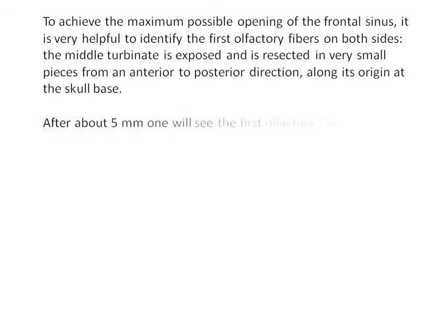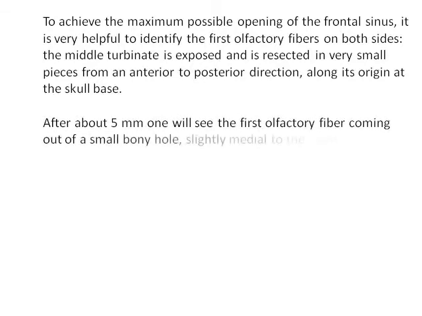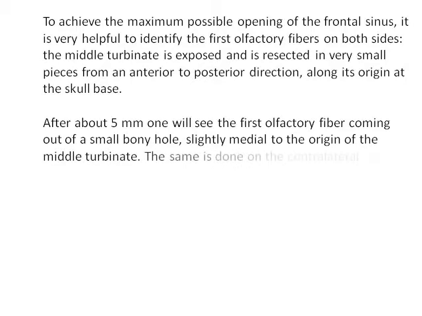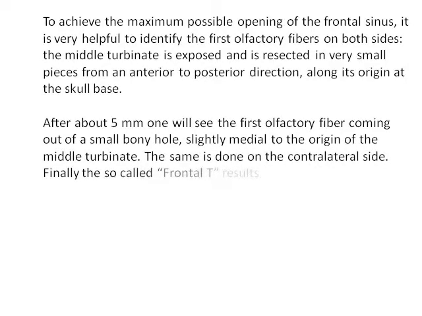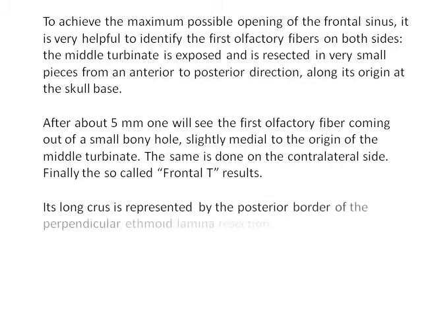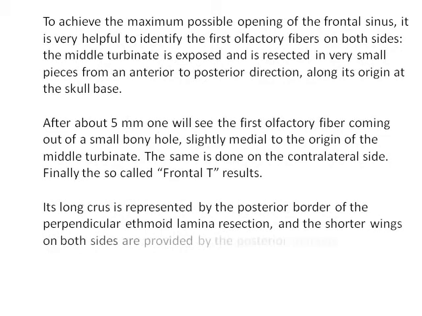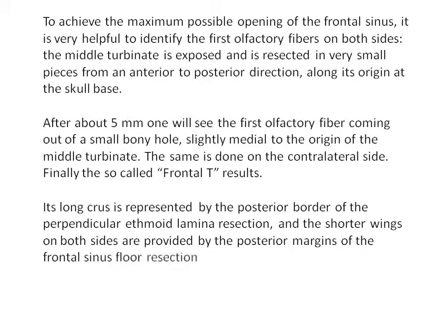After about 5 millimeters, one will see the first olfactory fiber coming out of a small bony hole slightly medial to the origin of the middle turbinate. The same is done on the contralateral side too. Finally, the so-called frontal T results. Its long crus is represented by the posterior border of the perpendicular ethmoid lamina resection, and the shorter wings on both sides are provided by the posterior margins of the frontal sinus floor resection.